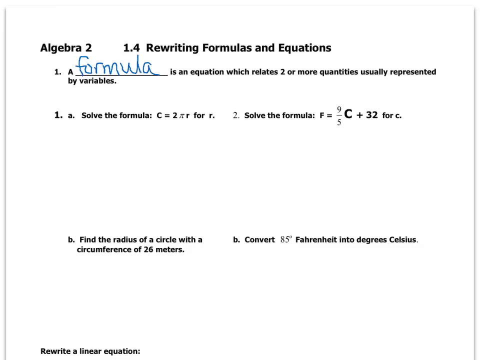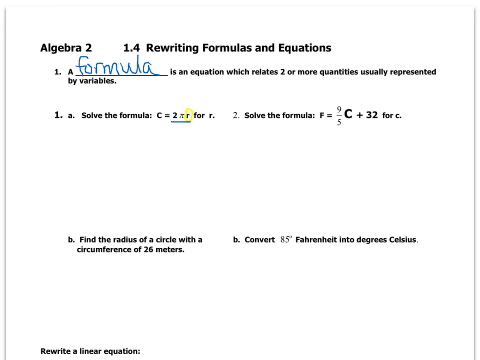So for number 1 here, it says solve the formula for R. And here's my formula. This R is what I want to get alone. So I need to move everything away from that. I like to circle and identify what I want alone. So the two things I need to move are this 2 and this pi. And I know they're multiplied. And so to undo multiplying, you divide.